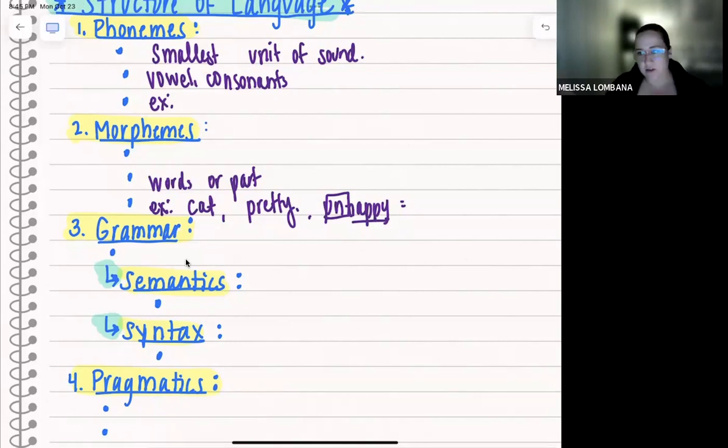So it's basically like definitions for words. Like that, I know that unhappy means not happy, right? That would be the semantics.